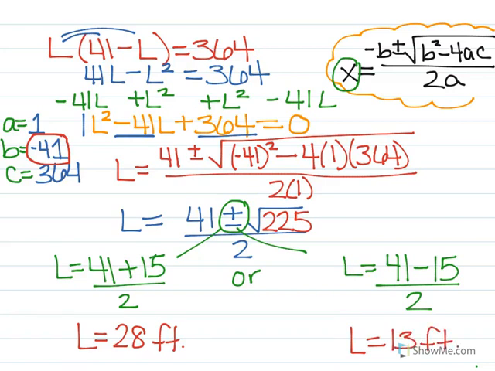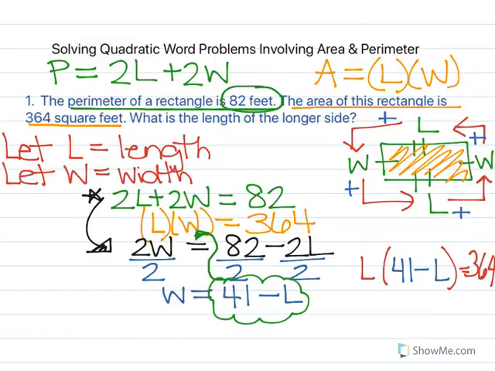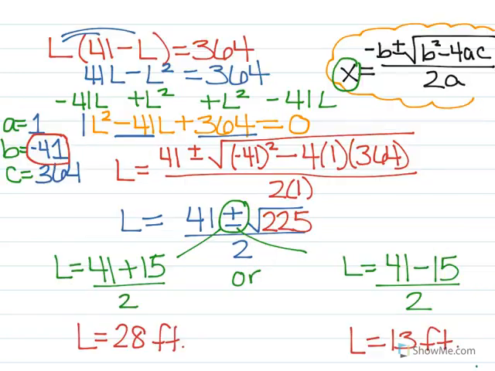And if I look back to the original word problem, it's asking me what is the length of the longer side. So the one that I care about is the longer side, so the longer side of this rectangle is going to be 28 feet.